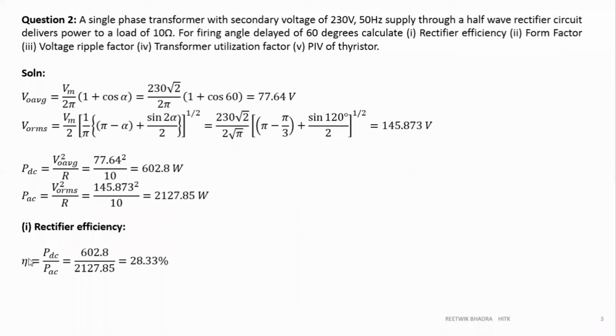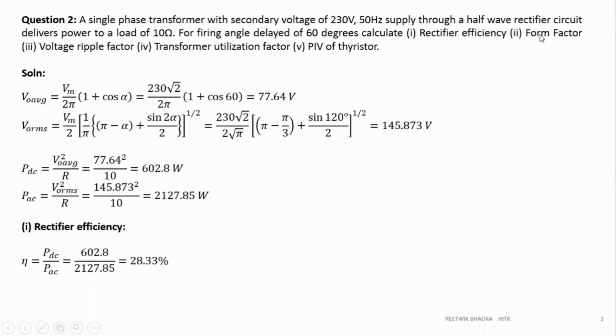Okay, so output power is DC power and input power is AC power. DC power you calculate as V naught average square by R, or V naught average into I naught average. So average power is your DC power and RMS power is your AC power. That's why PDC by PAC will give you your rectification efficiency.